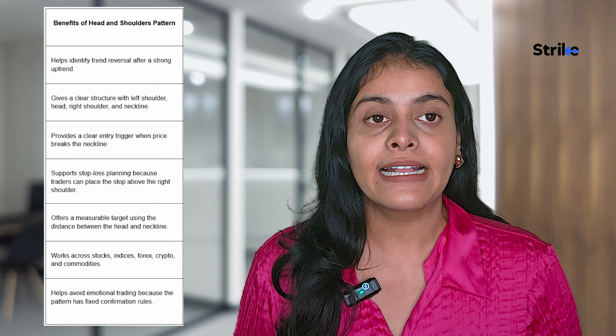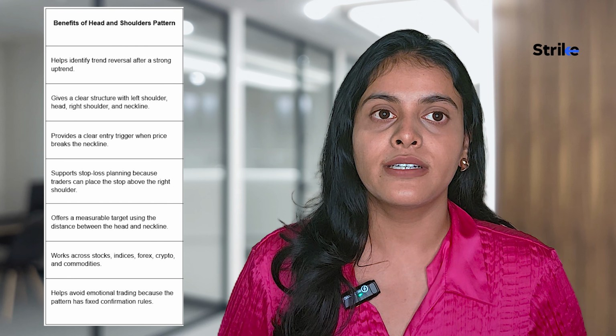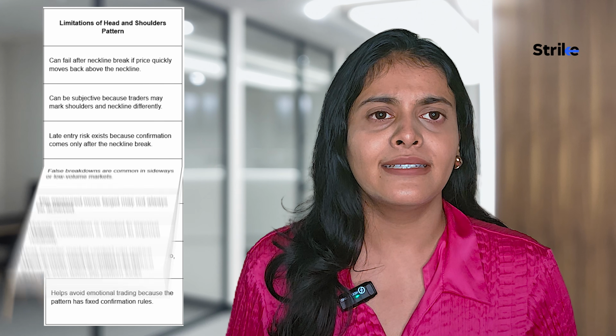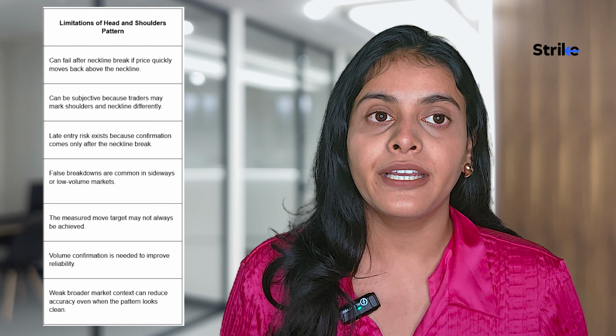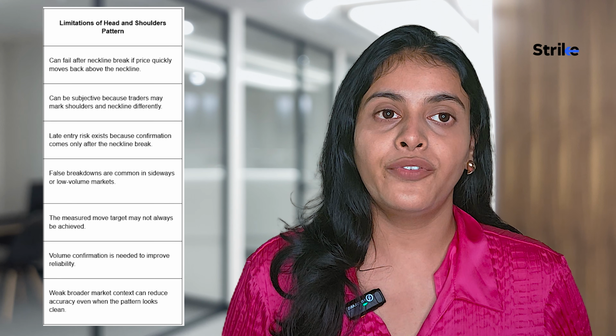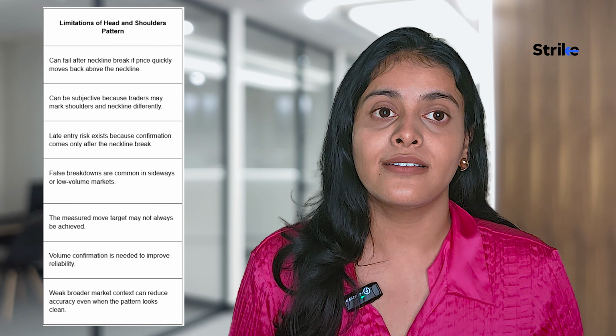Now let's have a look at some of the benefits and limitations of the head and shoulders pattern as well. The benefits are: easy to identify, clear entry and stop loss, strong reversal indication, works across markets. There are a few limitations as well, which can be false breakouts, subjective interpretation, and it can fail in strong trends and is not always symmetrical.